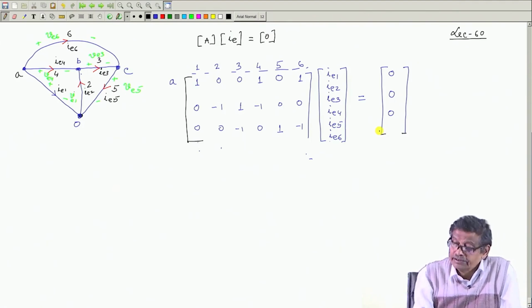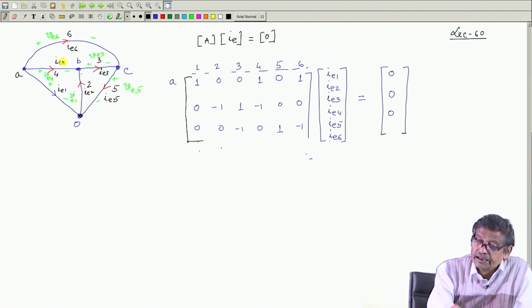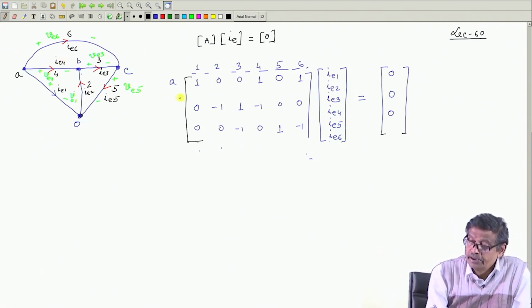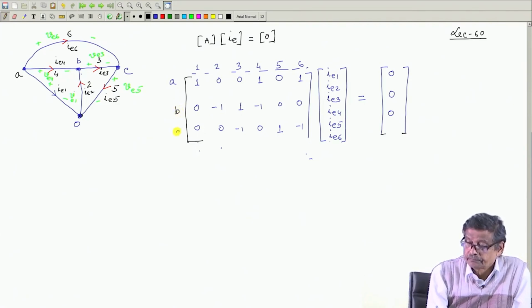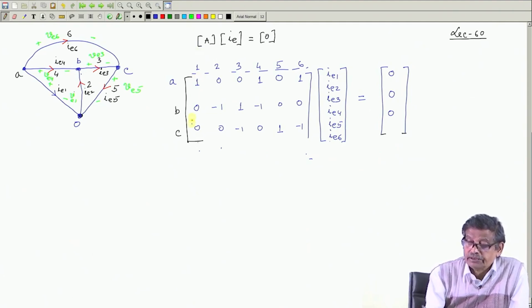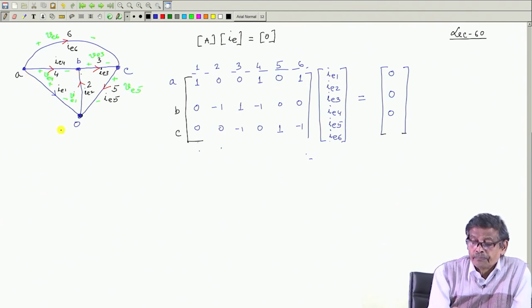Now, let us see what is the size of this A matrix. You recall that E is the number of elements here. How many rows are there here? This is A, B, C. So, how many rows will it have? If there are 4 nodes, then for the number of equations, the reference node I am not writing KCL, so it will be 1 less.